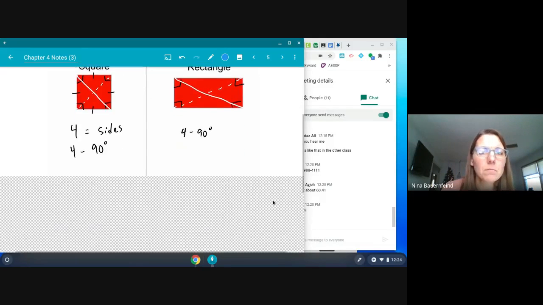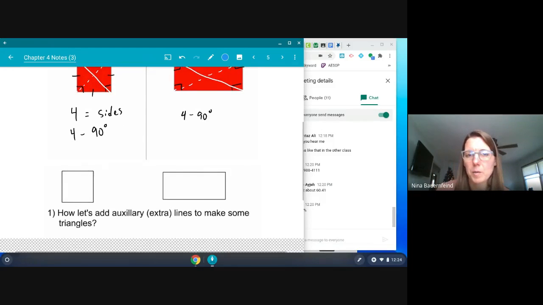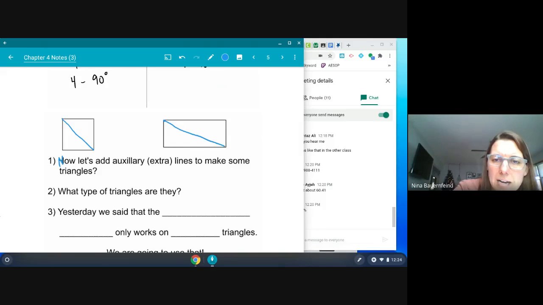Okay. Now, in 4.1, we were talking about the Pythagorean theorem, which only works for right triangles. Let's add an auxiliary. Auxiliary means extra lines to make some triangles. So up top, I already did this, but I marked this guy here and then this guy here. So when we look at these, what we've made is two right triangles.